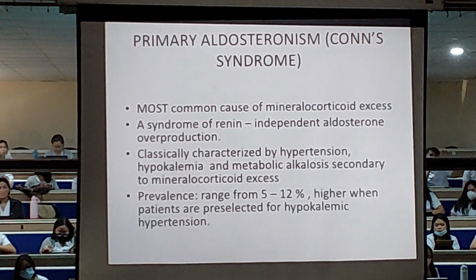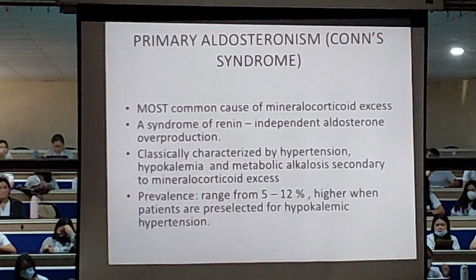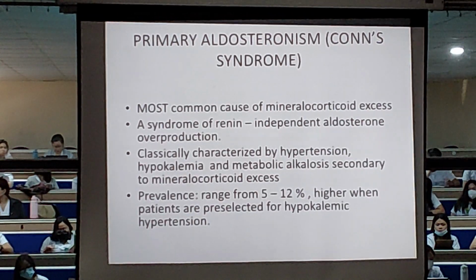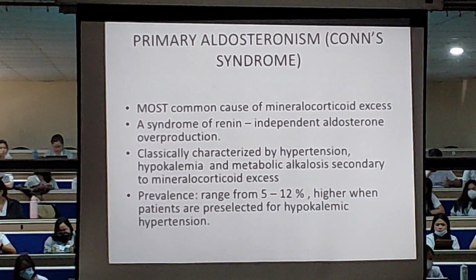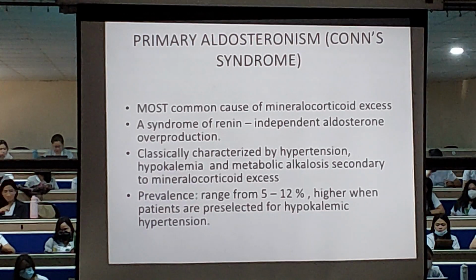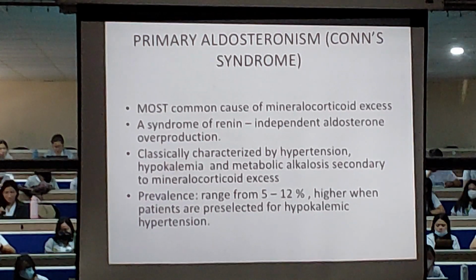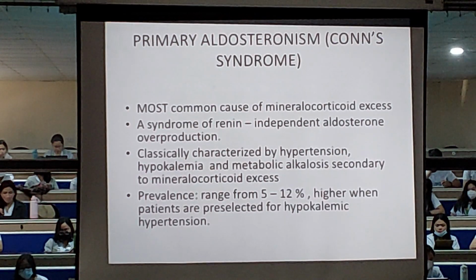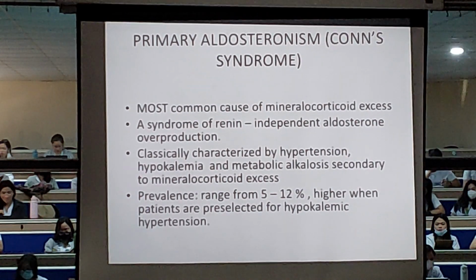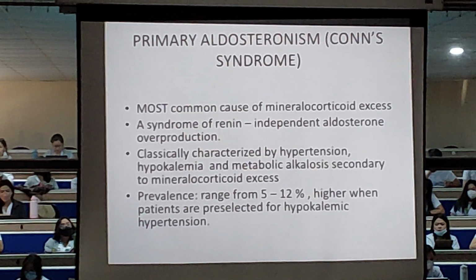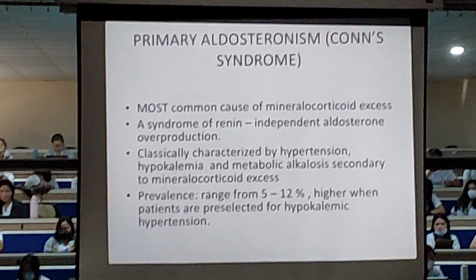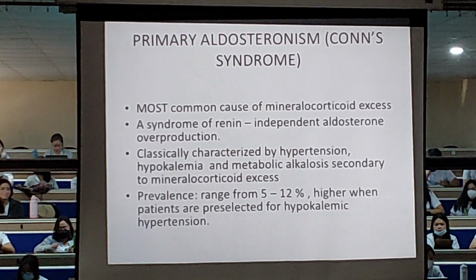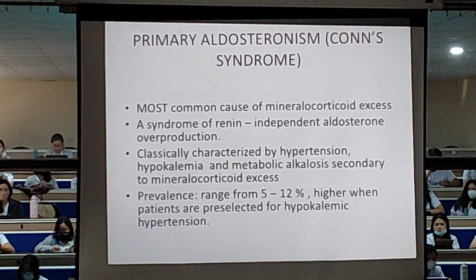This is the most common cause of mineralocorticoid excess. This is a syndrome of renin-independent aldosterone overproduction, classically characterized by hypertension, hypokalemia, and metabolic alkalosis secondary to mineralocorticoid excess. The prevalence of primary aldosteronism ranges from 5 to 12%, higher when patients are pre-selected for hypokalemic hypertension.